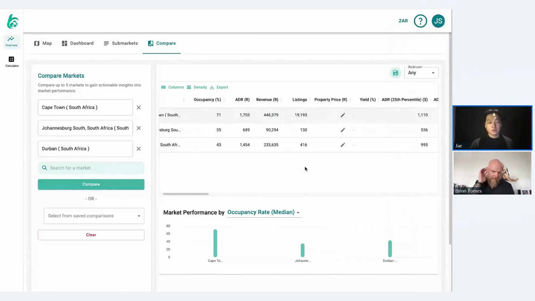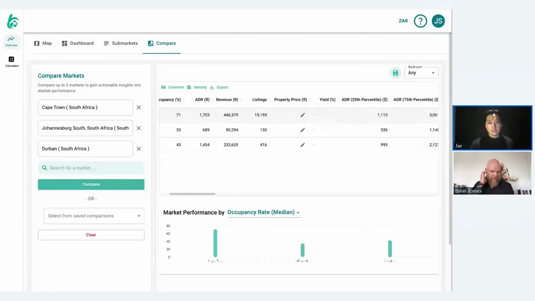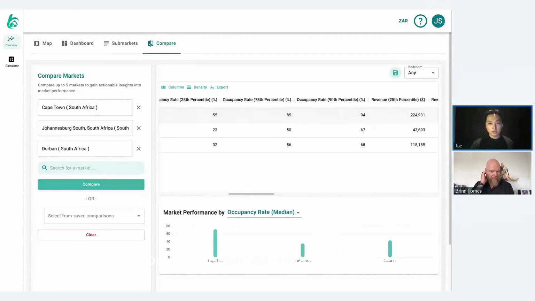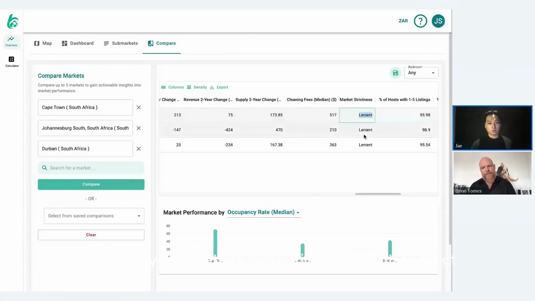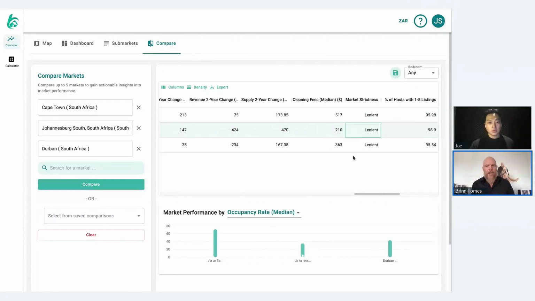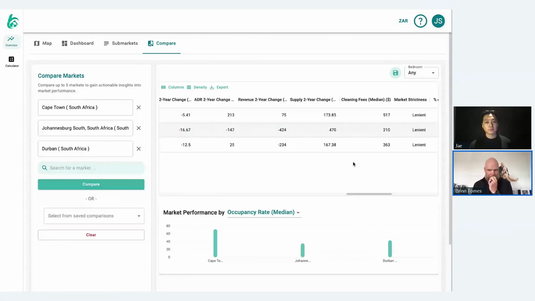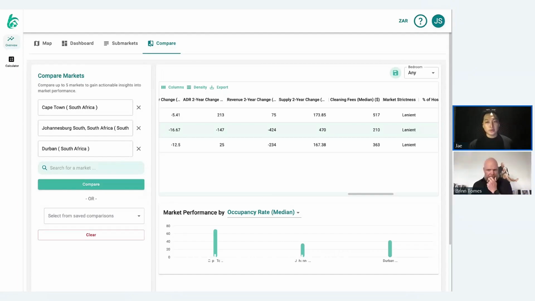And then you can see the regulations as well by scrolling to the right side. It'll show you whether regulation is lenient or strict. Okay. I was about to ask because that's a big tool that is very important. Yeah, I agree with that.